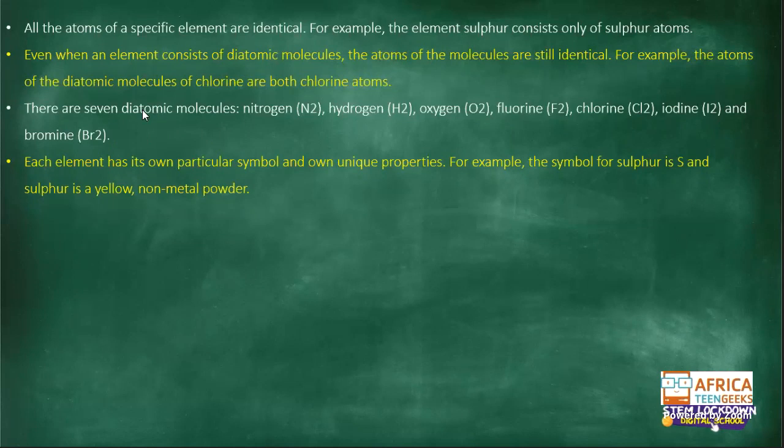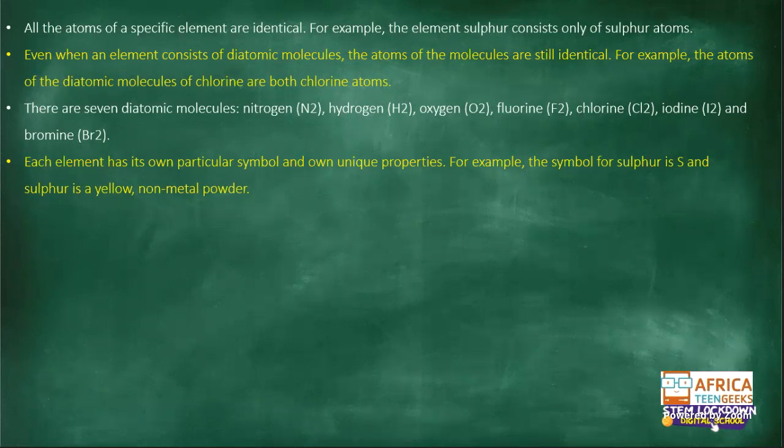So basically, these are diatomic molecules, and these are the names of them. It's nitrogen, hydrogen, oxygen, fluorine, chlorine, iodine, and bromine. And you need to understand that these cannot exist on their own. They need two atoms that are bonded together to form these. They cannot exist purely on their own.